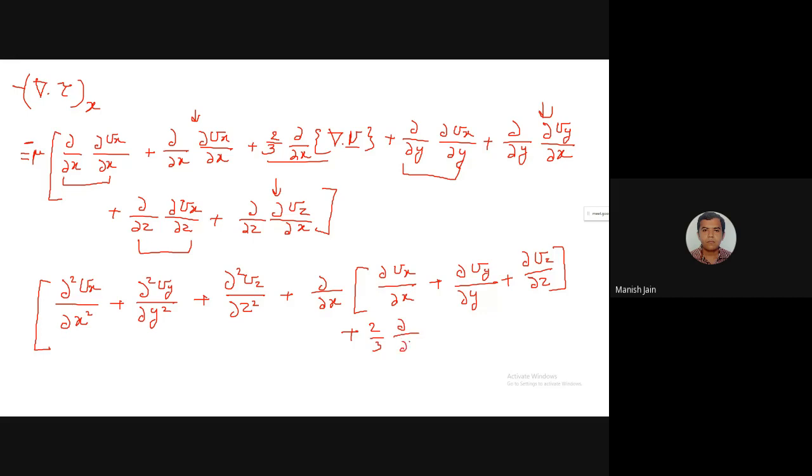Now the last term is plus 2 by 3 del by del x, del dot v. Basically this term, del vx by del x plus del vy by del y plus del vz by del z, is equal to del dot v. This is not from the equation of continuity, this is basically the definition of del, because velocity and del both are vector quantities. When you take the scalar product, you get del vx by del x plus del vy by del y plus del vz by del z.